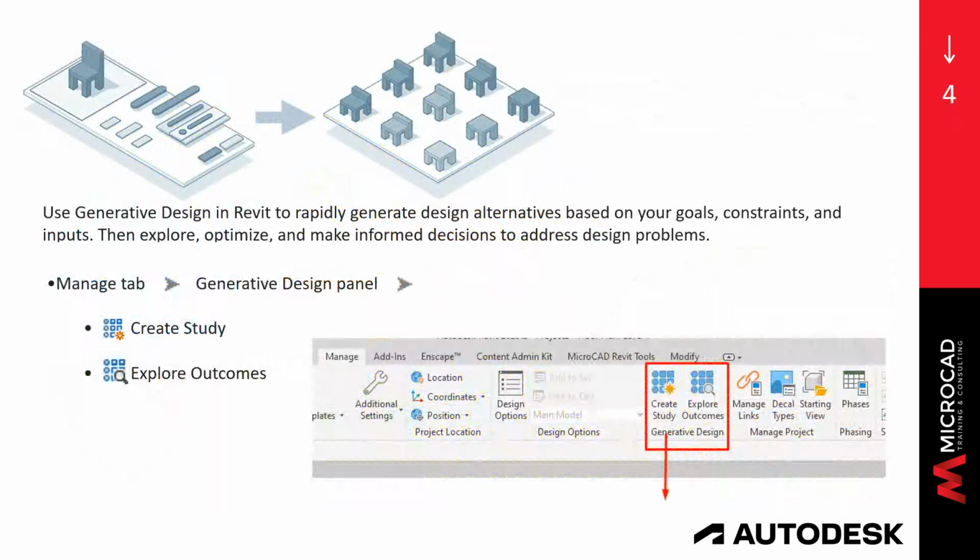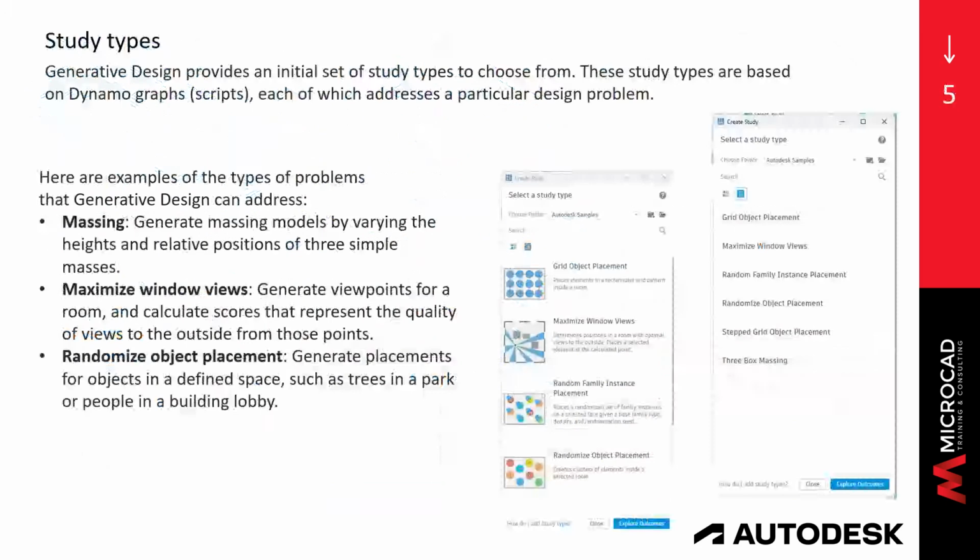So to use generative design in Revit, you will need to find the tool in the Manage tab. There is a generative design panel. You will create a study, and then you can study the outcomes. I will show you the dialog boxes and the locations towards the end of my presentation, so that you get to see where in Revit you can find the tool itself.